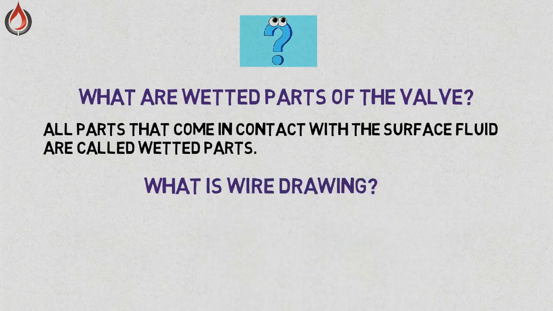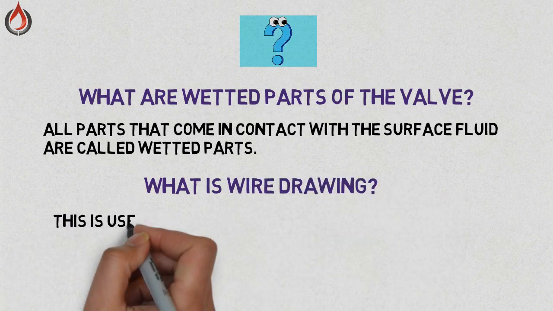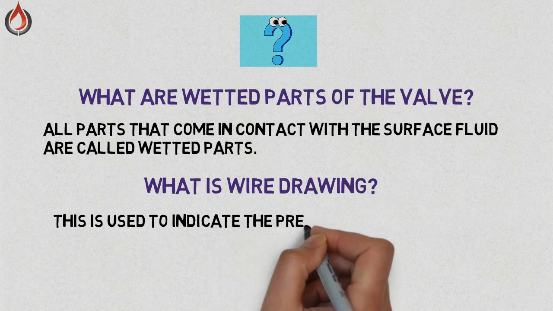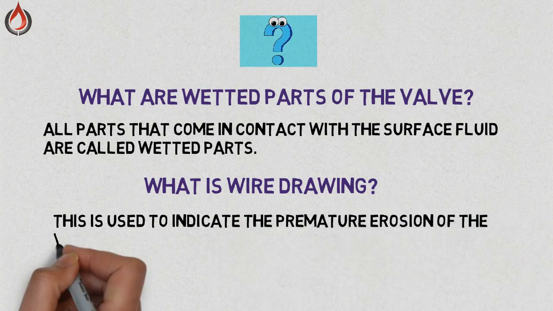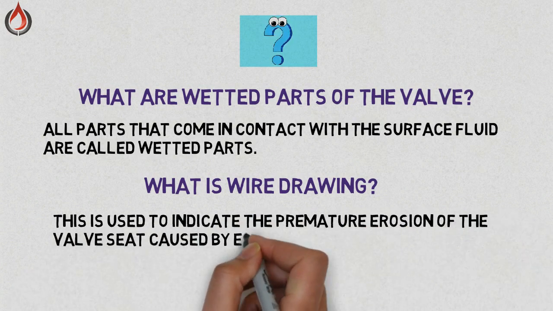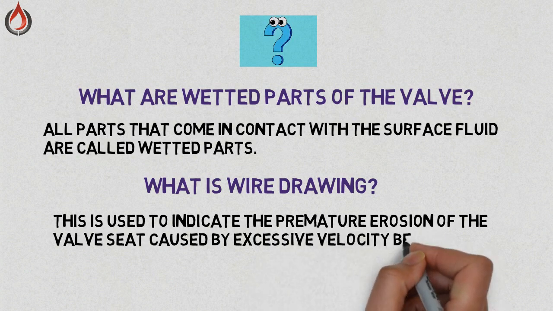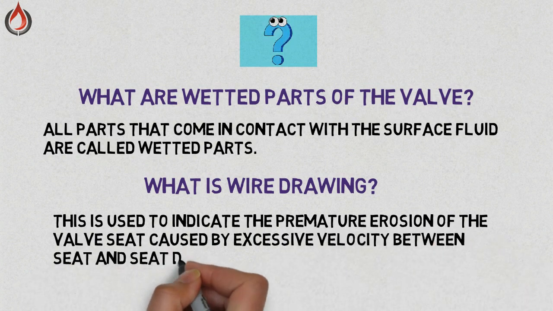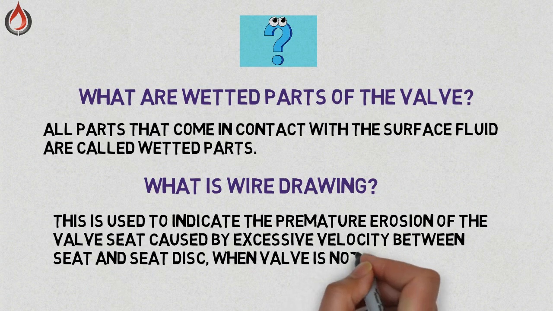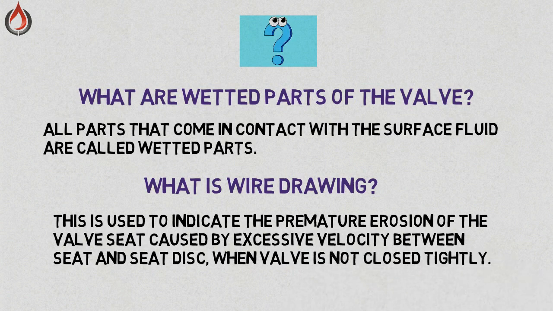What is wire drawing? This is used to indicate the premature erosion of the valve seat caused by excessive velocity between seat and seat disc, when the valve is not closed tightly.